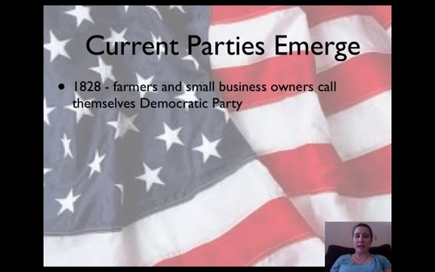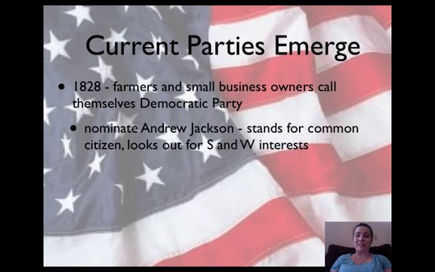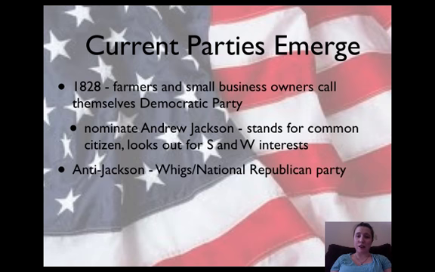So in the 1828 election, farmers and small business owners started calling themselves the Democratic Party, and they nominated Andrew Jackson, who was supposed to stand for the common citizen, but in reality he was looking out for Southern and Western interests. The Whigs and National Republican Party were in direct opposition to him and would eventually form into the Republican Party.